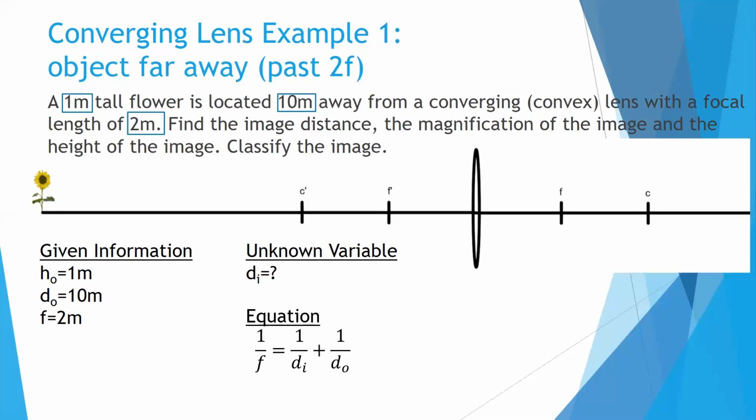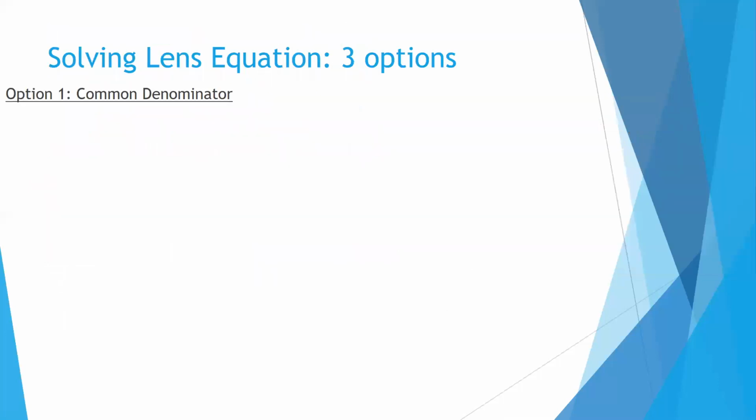Next step, we just plug in what we're given. F is 2 meters, so plug that in. DO is 10 meters, plug that in. DI is what we're solving for, so leave that as the variable. So we've got fractions here, and there are three different ways to solve it. I'm going to go over those real quickly. Option one is probably the one that'll make your math teacher the most happy: find a common denominator with your fractions. If we have 1/2 and 1/10, the common denominator would be 10.